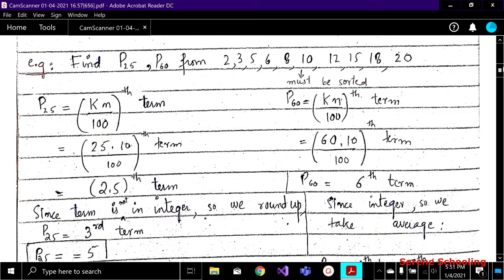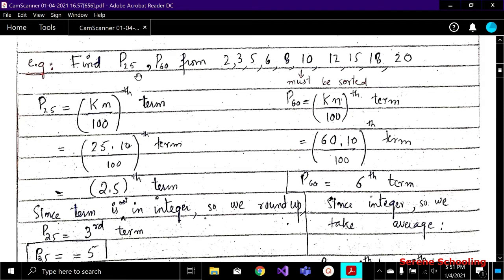So see here, find P25. P25 is the percentile rank. We are given the position. The positions are 25 and 60. So find P25 and P60 from this array of data. We have to find the values of these two percentile ranks.